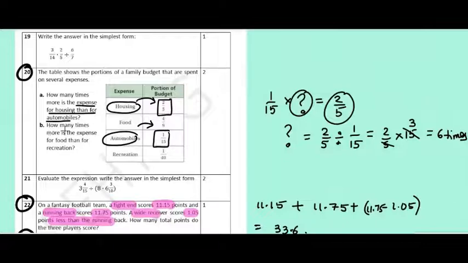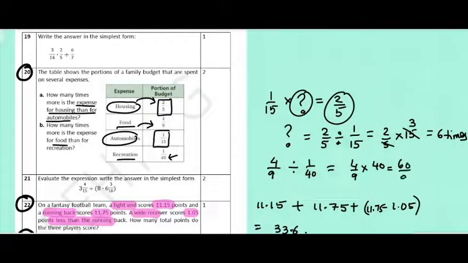For second part, how many times more is the expense for food than for recreation? So the food expense is more, so 4/9 divided by the smaller part, so that we find out how many times of the smaller part gives us the larger part. So when we do the division, we find out that it's a fraction, and when we turn it to mixed fraction, it gives us 17 whole number 7/9.